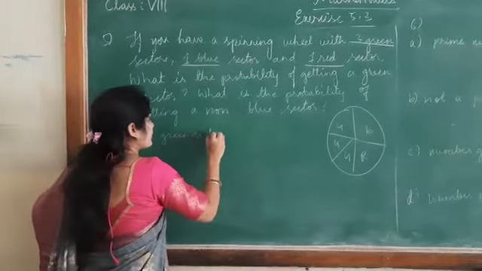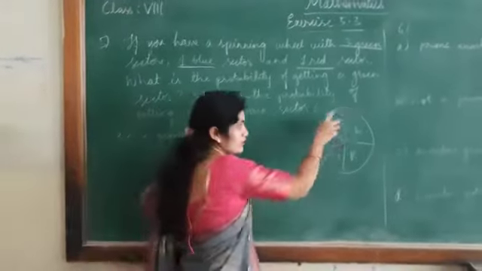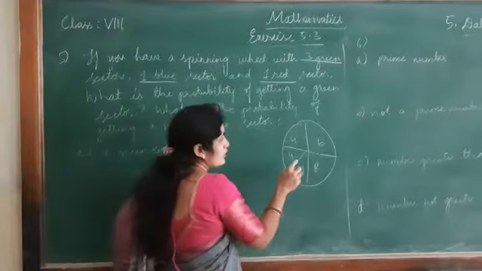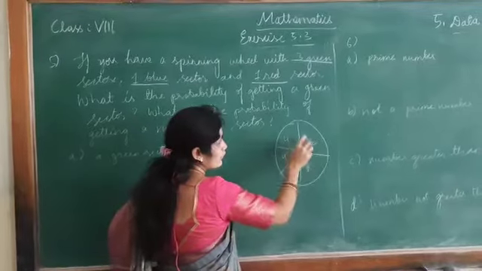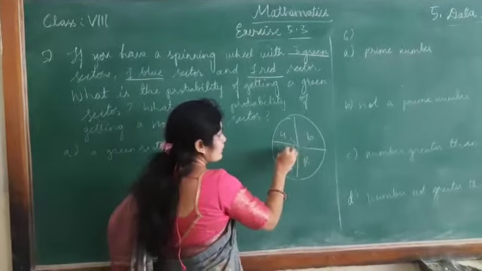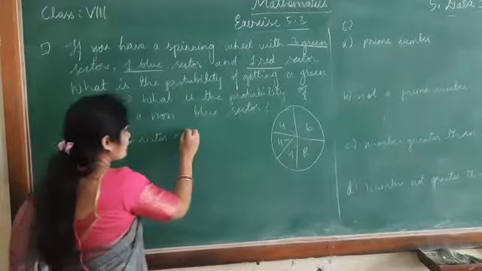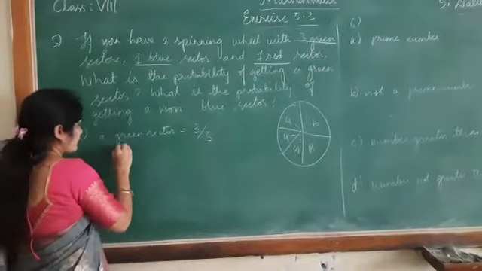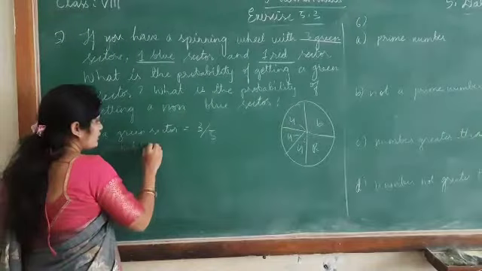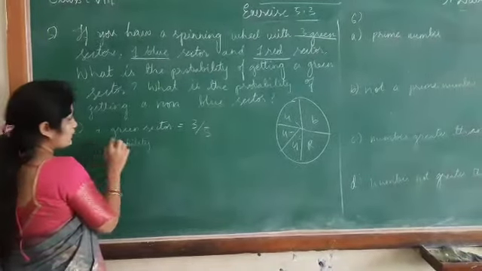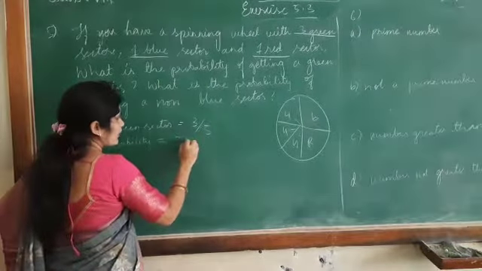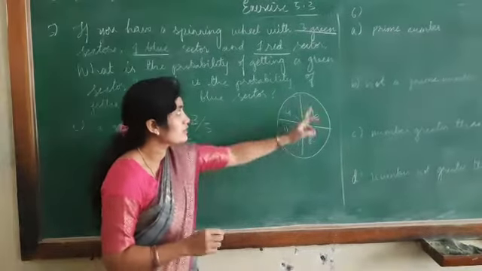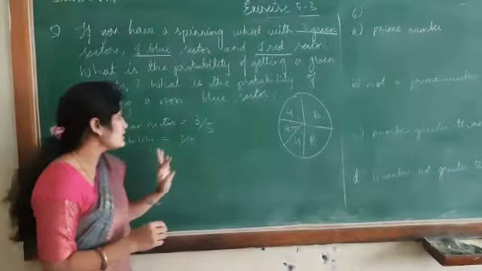Here, as you can see, we have a wheel. 1, 2, 3, 4, 5. There are 5 parts. In this, 3 green, 1 red and 1 blue. Probability of getting green is 1, 2 and 3, so 3 by 5. The probability of getting a green sector is 3 by 5, because the total number of parts of this wheel is 5 and green is 3.